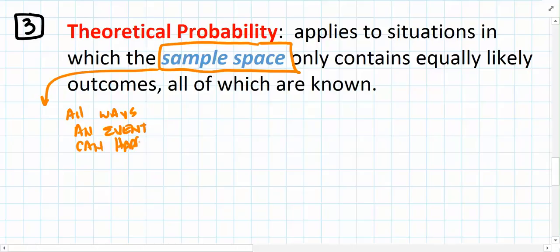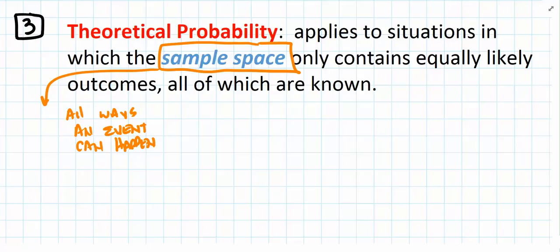If I'm going to flip a coin, my sample space would consist of heads or tails, right? Because that's all the possible outcomes, all the ways that something can happen. If I'm going to roll a die, then my sample space is the numbers 1, 2, 3, 4, 5, and 6. So there are 6 things in my sample space. If I'm going to pick a card, then there are 52 cards in my sample space. Does that make sense? So the sample space is all the ways an event can happen, right?